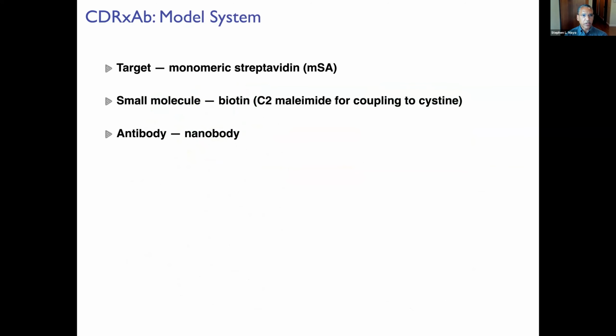Okay, so we wanted to test the system. And so we selected a relatively straightforward target, a monomeric version of streptavidin. As we all know, streptavidin is naturally a tetramer. The monomeric version of streptavidin, MSA in this particular case, binds to biotin with reduced binding affinity. The small molecule, of course, then will be biotin, and we'll couple the biotin to our antibody using C2 maleimide chemistry coupling to cysteine. And then for this test case, the antibody will just be a nanobody.